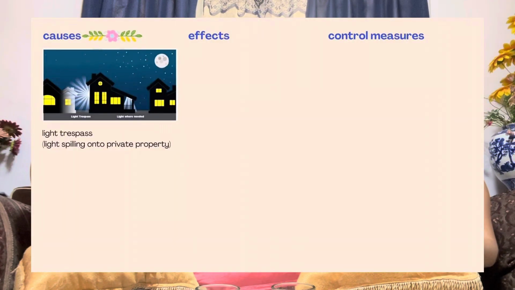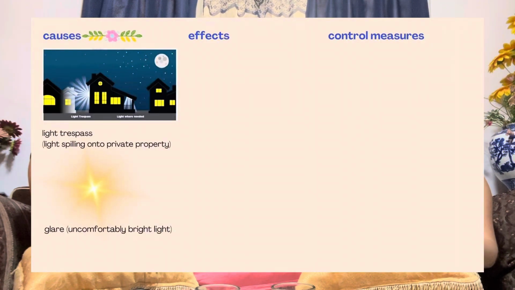Light trespass contributes to light pollution by illuminating areas beyond where it's intended, such as neighboring properties or the night sky. This excessive and unnecessary illumination disrupts natural light cycles, affecting wildlife and ecosystems. Additionally, it can cause glare, reducing visibility, and posing safety risks for drivers and pedestrians.